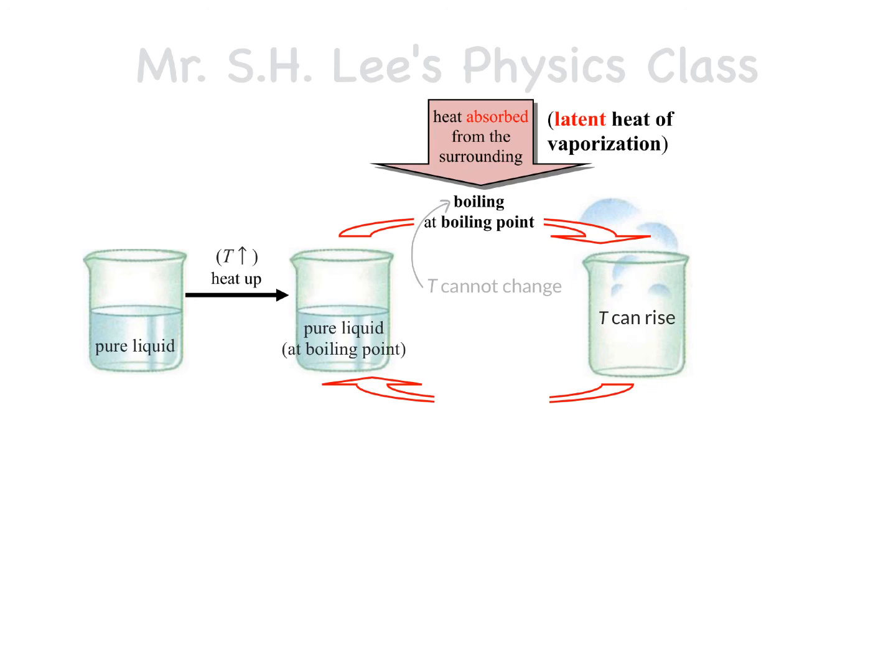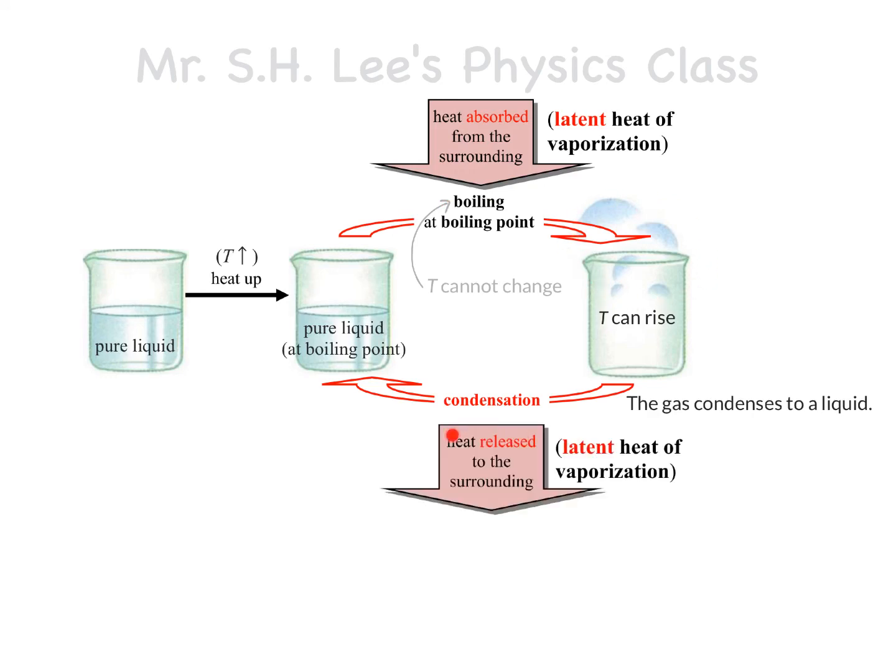The reverse process, that is, changing from gas to liquid, is called condensation. Using it as a verb, we can say a gas condenses to a liquid state. While the latent heat of vaporization is the amount of heat absorbed by a liquid for it to boil, the same mass of the gas would release the same amount of latent heat of vaporization when it condenses back to a liquid.